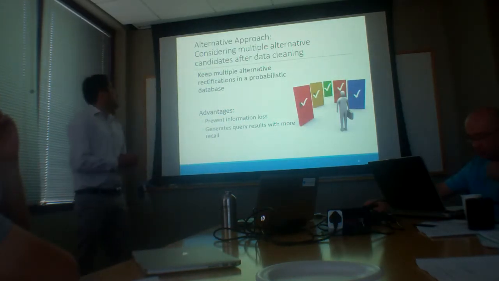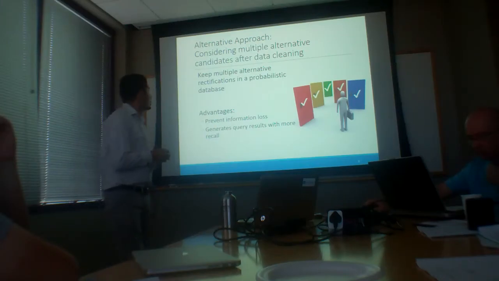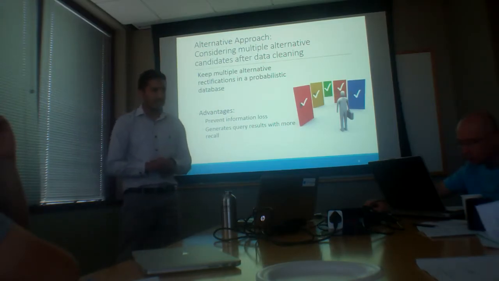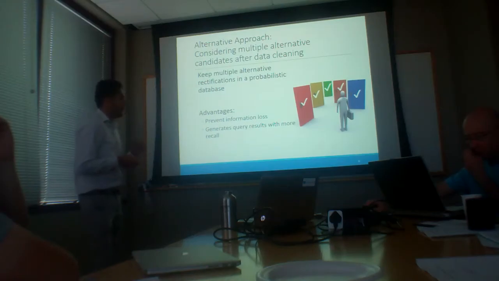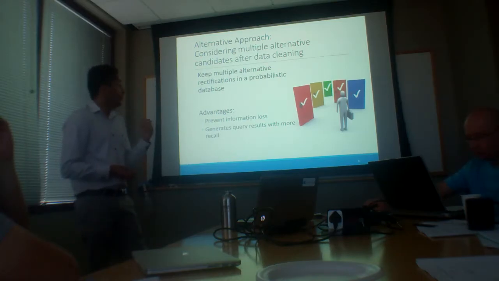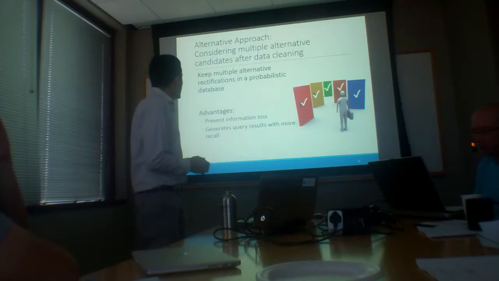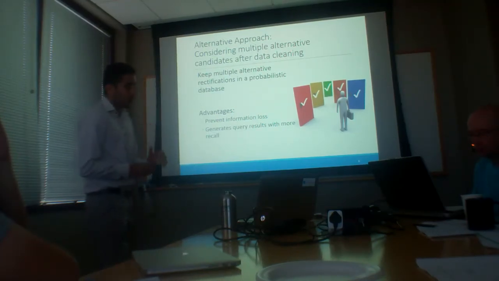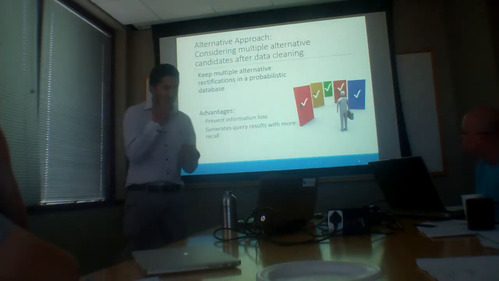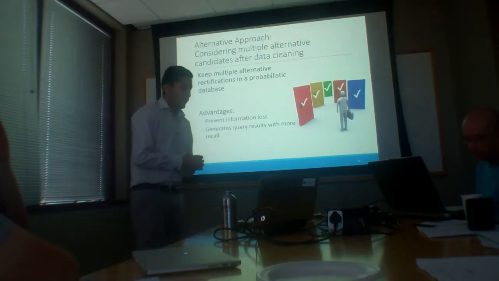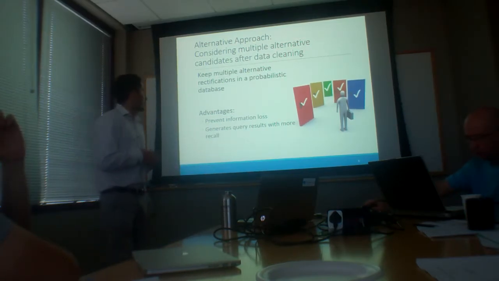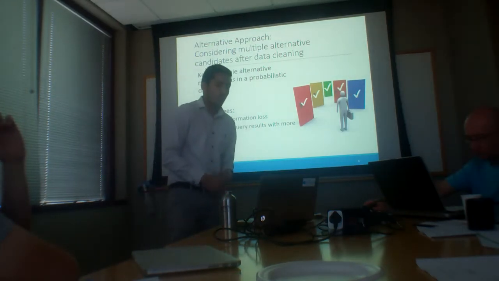So alternatively, what can we do? In another approach, we can keep all rectifications of a particular data instance in a probabilistic database. The probability of every rectification can be taken from the maximum likelihood formulas of the data cleaning techniques. This has the following advantage: it will prevent the information loss that occurs due to ignoring the true rectification tuple. Also, when this probabilistic database is used as a data source, it will produce a query result which will have more recall.